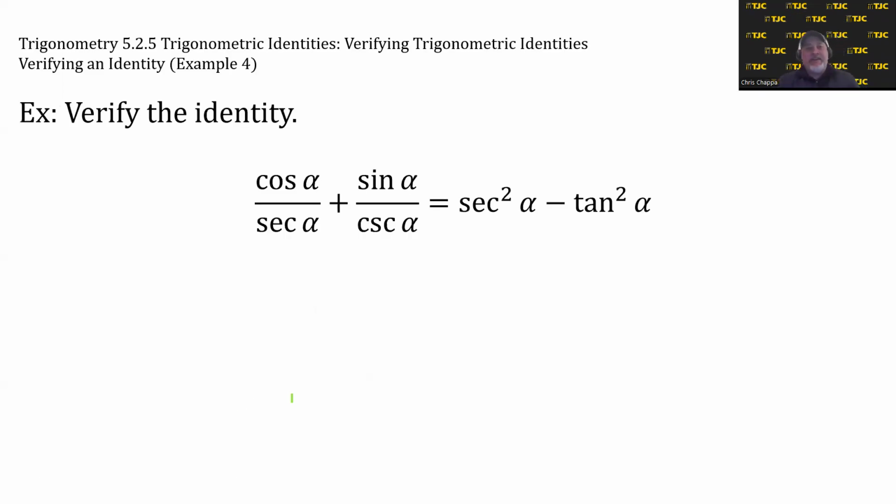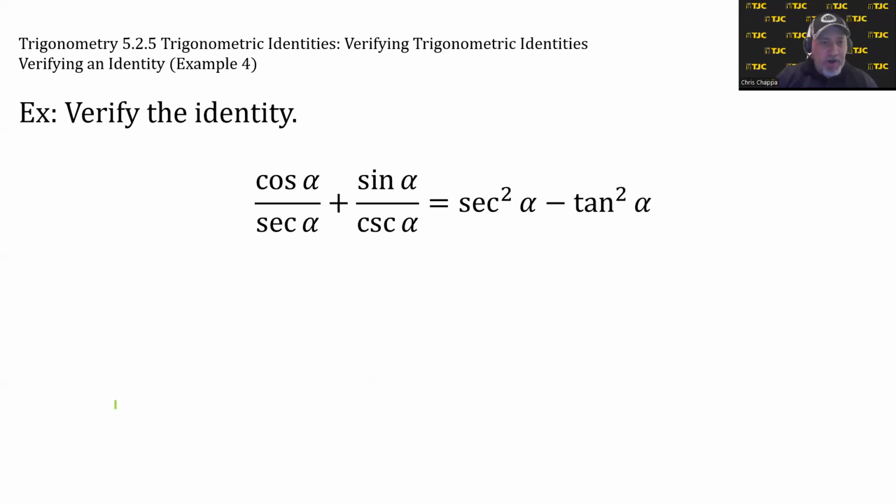Let's verify the identity. Cosine of alpha over secant of alpha plus sine of alpha over cosecant of alpha equals secant squared alpha minus tangent squared alpha. Now, if I were trying to decide which side is the chunkier, more complicated side, I would probably start with the left and then try to transform it to the right. Or try to transform the left and the right into two equal things. We're actually going to end up doing the latter.